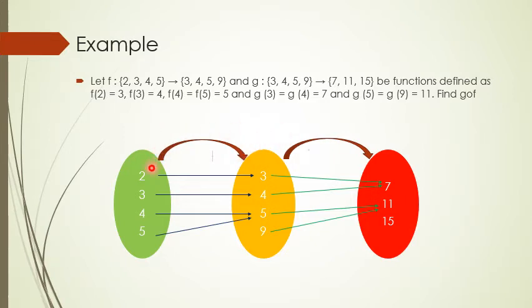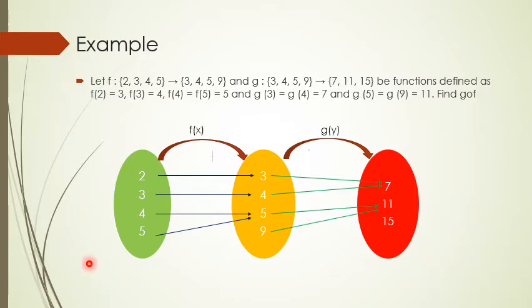Here f is from this set to this and g is from this set to this. Then g of f is from this green colored set to this red colored set. Now, what is g of f of 2? 2 is mapped to 3, 3 is mapped to 7, hence 2 is mapped to 7.